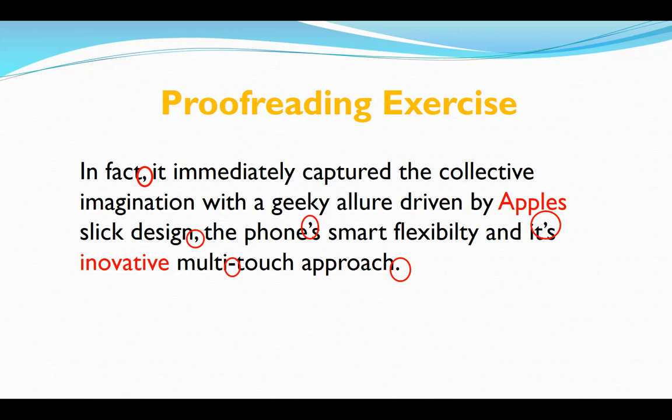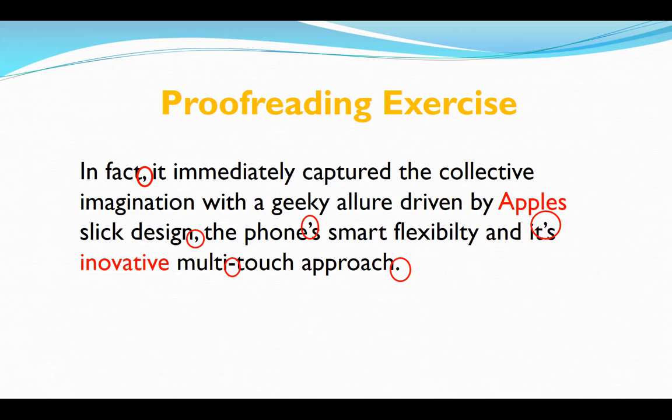The apostrophe on phone's, apostrophe S means possessive, so that's correct. And it's innovative, so I-T apostrophe S means it is. So this would be an error, focusing on that. Its is I-T-S, not I-T apostrophe S. And the period is good for approach, and multi-touch I think is hyphenated. So innovative I notice is misspelled, so I just put that in red. And Apple's, there should be an apostrophe S under Apple, so I highlighted that in red too.